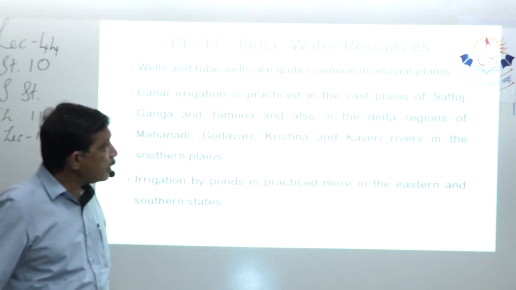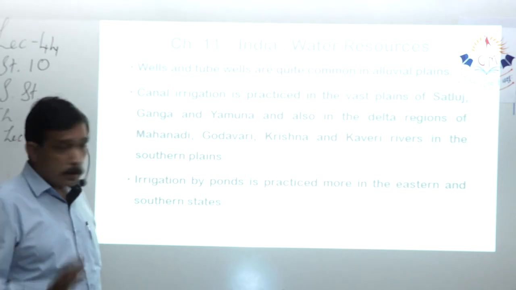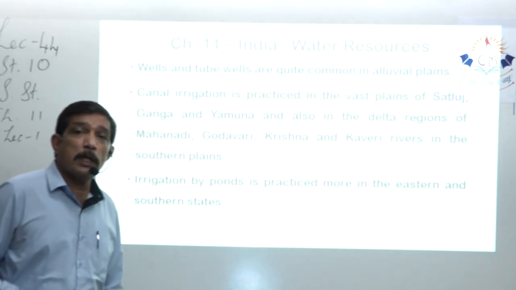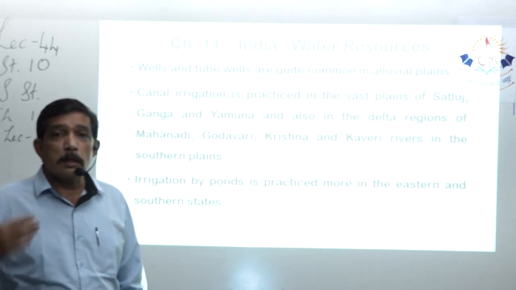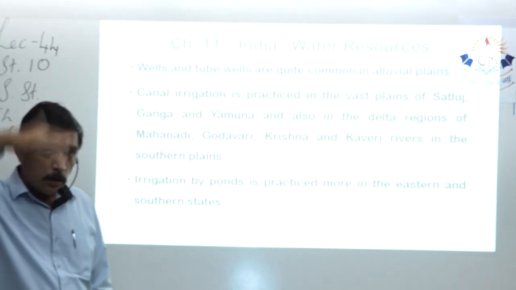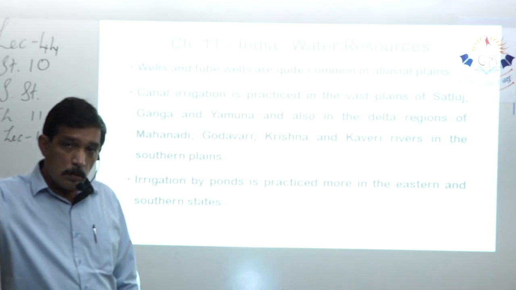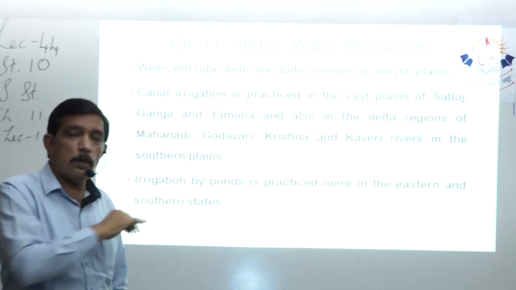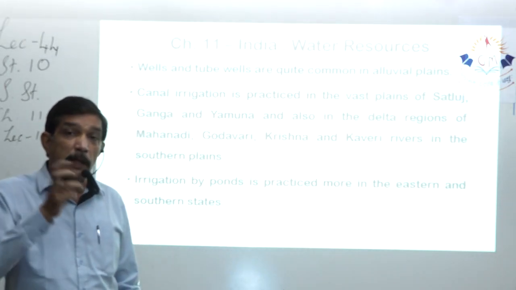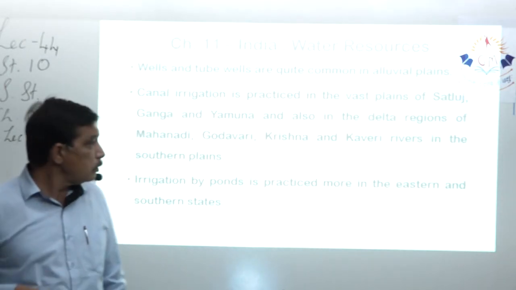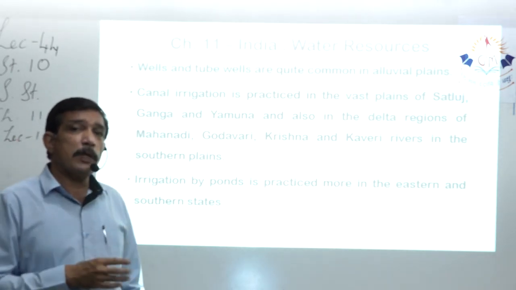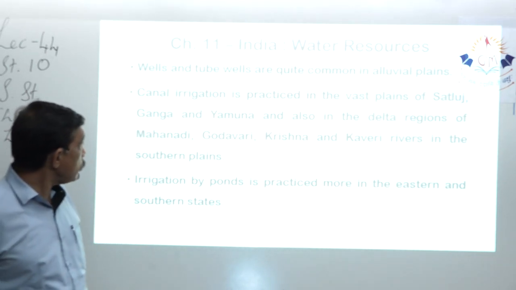Canal irrigation is practiced in the vast plains of Satluj, as he says, the 5 tributaries of the Indus River, that is Satluj, Beas, Ravi, Chenab and Jhelum. These 5 rivers pass through India and then go into Pakistan. But before they go, we have a huge, broad network of canals, so that we can irrigate maximum fields with the help of these canals.